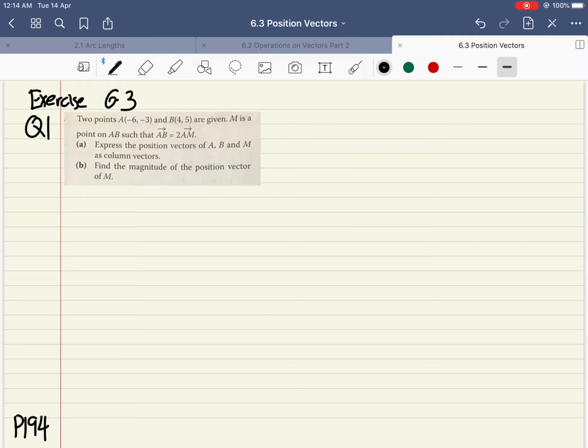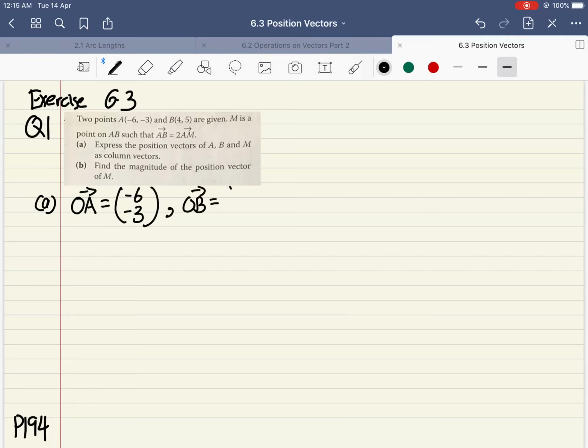I'm just going to move on to Exercise 6.3, to give you a bit more examples about position vectors. And this can be found on page 194 of your Discovering Mathematics textbook. So now what we want is the position vectors of A, B, and M as column vectors. This is actually quite simple. So in essence the question wants from us this. The position vector of A will be OA. So I can just write it down as -6, -3.